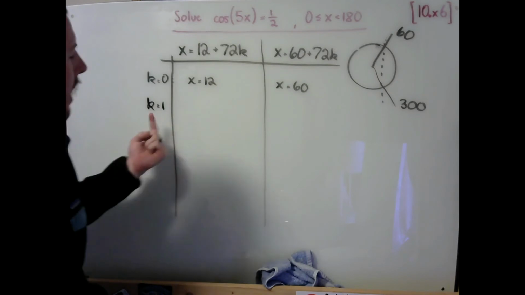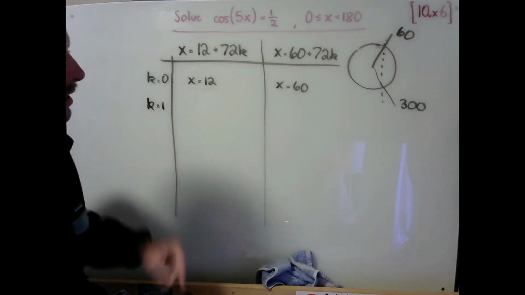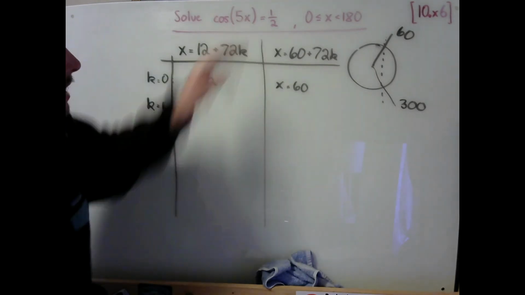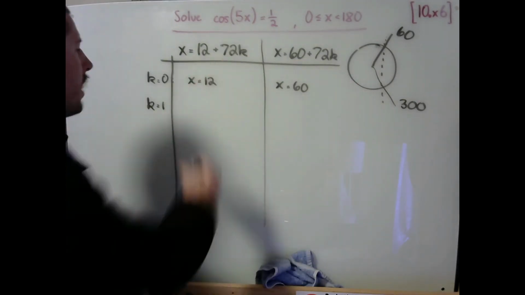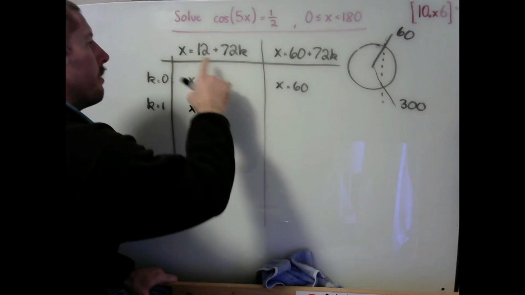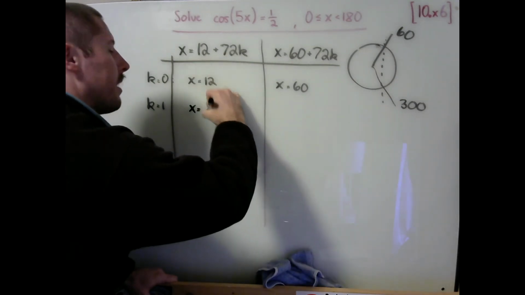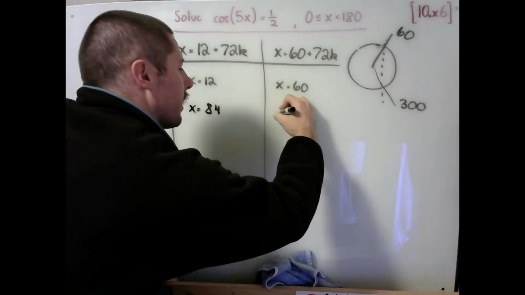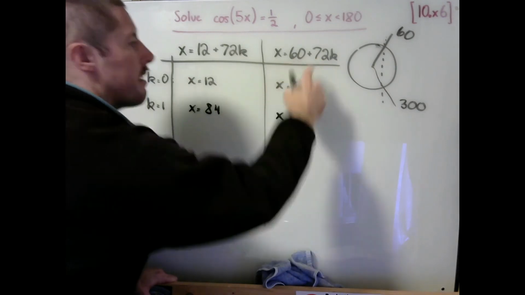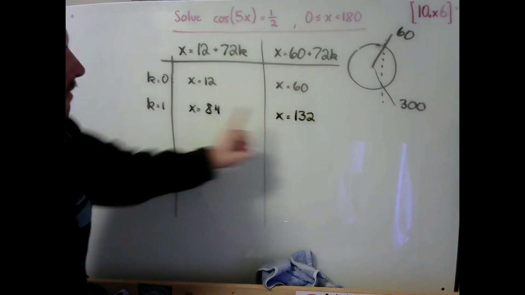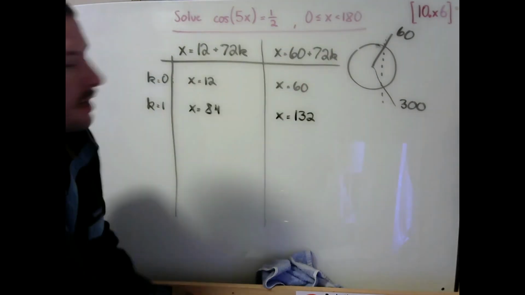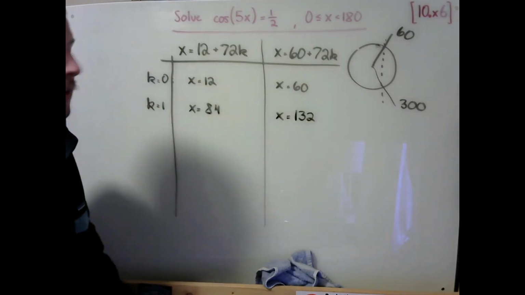Let's say, if you do one additional revolution, could you still land at some values that solve this equation within that interval? If we allow k to be equal to 1, we should find that x is going to be 12 plus 72, which gives me 84. Similarly on the other side, 60 plus 72 gives me 132. And again, I'm noticing that both of these solutions are within our desired interval, so they'll be kept as part of the solution set as well.